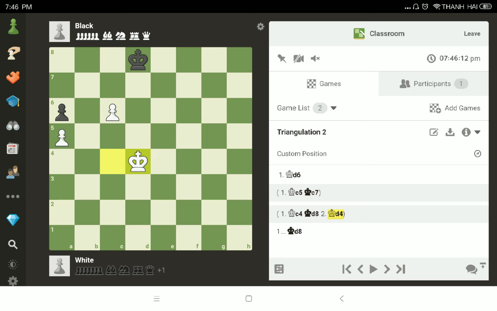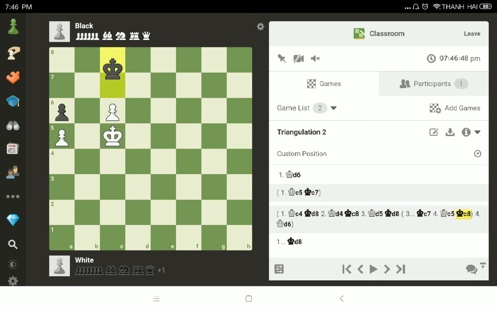Continue to draw the triangle. If king c7, king c5, so black can only move king c8, but now king d5, and it is the same position as from the beginning, but now black to move. And black is in zugzwang, because if king d8, king d6, and white has a position, white wins. Next move c7, and if king c7, king c5, again white has a position, and if king c8, king b6, winning a pawn.